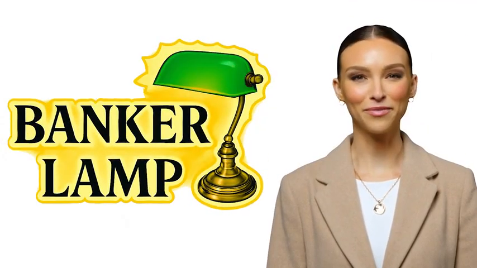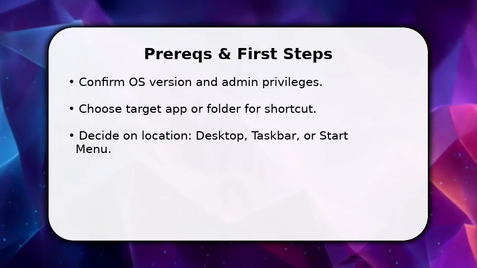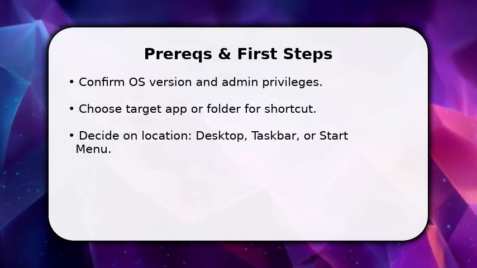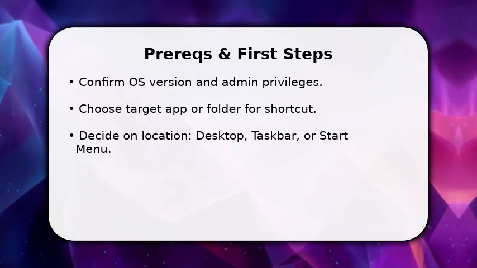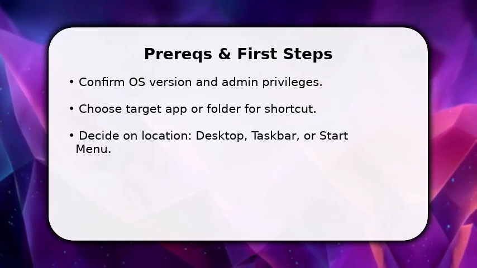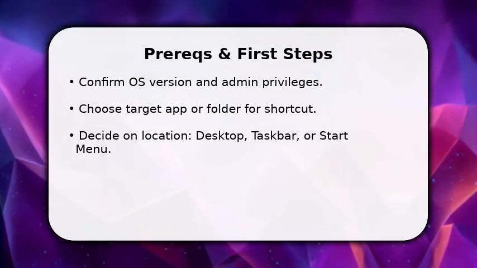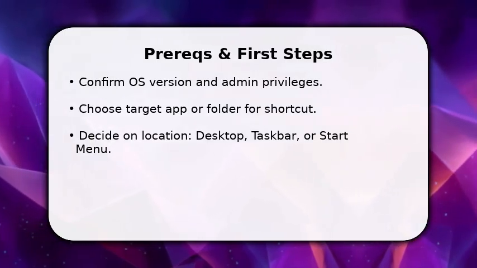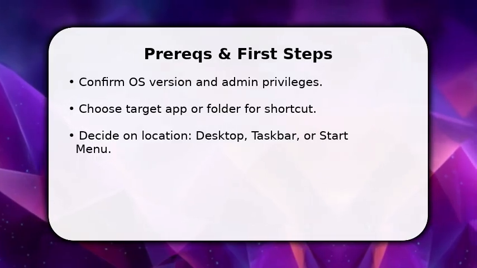Please enjoy the video. You start by confirming your OS version and that you have admin privileges. This avoids permission errors later. Next, choose the target application or folder you want quick access to, since the shortcut points to that path. Once decided, pick where the shortcut will live: desktop, taskbar, or start menu, because each location affects launch behavior.